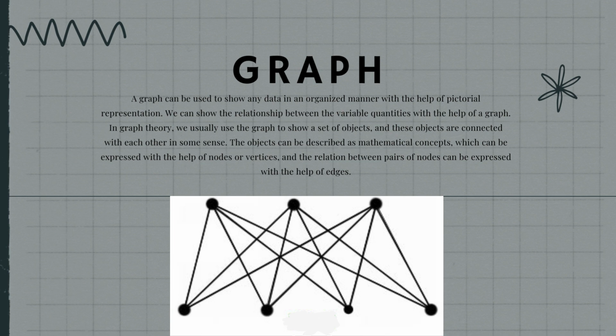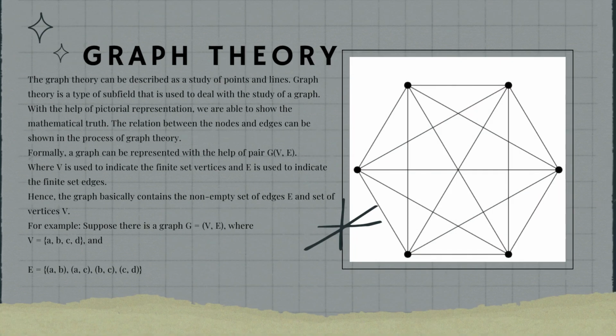In graph theory, we usually use a graph to show a set of objects, and these objects are connected with each other in some sense. The objects can be described as mathematical concepts, which can be expressed with the help of nodes and vertices. So now, graph theory. Graph theory can be described as the study of points and lines. It is a subfield that deals with the study of graphs.